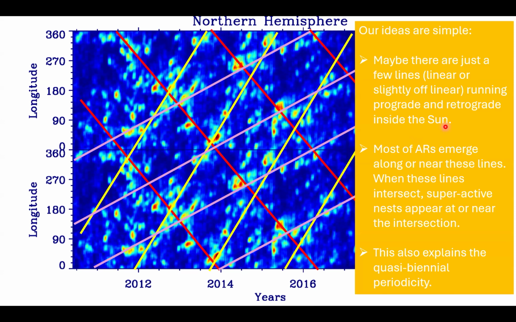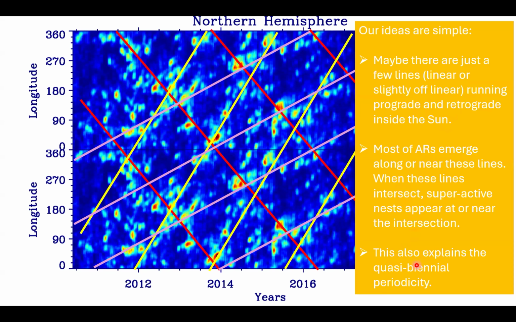So our ideas are very simple. First, maybe there are just a few lines. They are linear or slightly off linear due to different rotation. Maybe just a few lines running prograde and retrograde inside the sun. And most of the active regions emerge along or near these lines. When these lines intersect, superactive nests appear at or near the intersection.